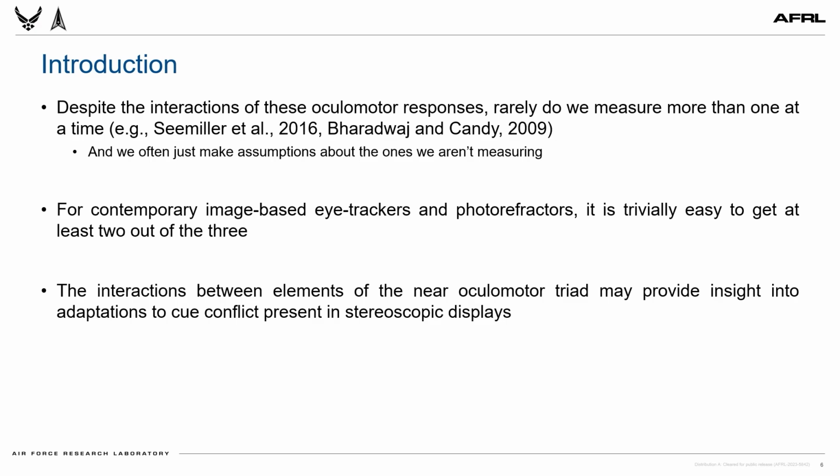But I think hopefully I just showed you that that doesn't necessarily have to be true, especially with the third arm there. Fortunately for us, for most contemporary image-based eye trackers and photorefractors and even aberrometers, it's trivially easy to get 2 out of the 3. And the reason for this is because they all rely on an initial estimate of the pupil. So if you're measuring eye position, the first step is to find the pupil. And if you do that, you can measure it. So you have at least 2 out of the 3.